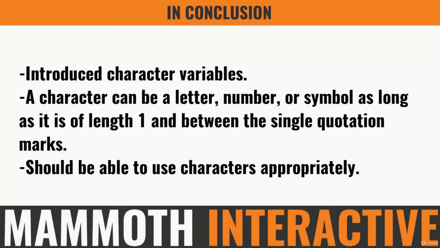In this part of the tutorial, I introduced the character variable. So to recap, a character can be a letter, number, or a symbol, as long as it's of length only 1 and between the single quotation marks. These can be particularly useful for storing a symbol or a number or a letter in a variable of length only 1, because, for example, symbols in particular are often not recognized by the compiler, so it's useful to store them in a character variable, and then you can build arrays with them and use them as necessary. So by now you should be able to use characters appropriately, be able to assign them and print them out.